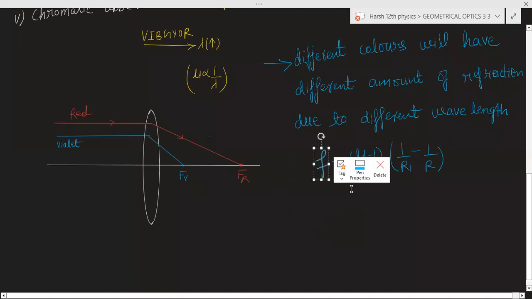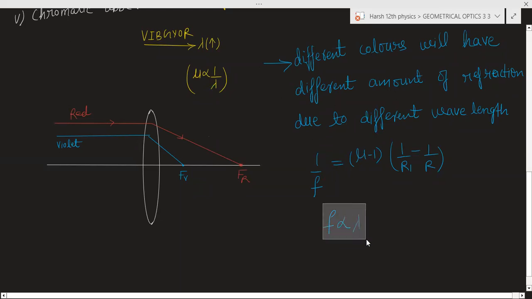Sorry, this is not f. Basically it was 1 by f. Since it is 1 by f, and here is mu, and this mu depends upon 1 by lambda, you can say that focal length is directly proportional to the wavelength. It means the color that has more wavelength will have more focal length.